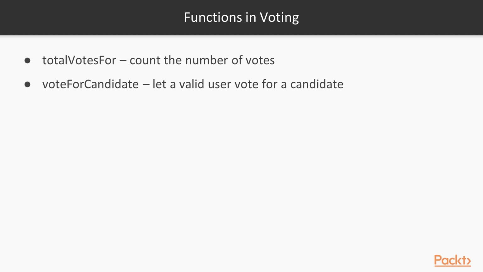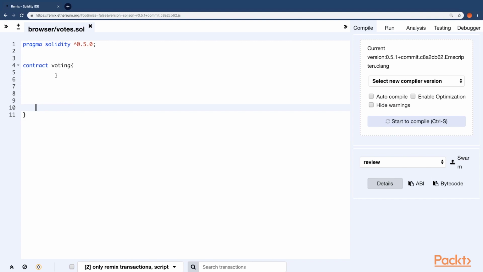In order to do that, we also need to make sure that the user is valid, or we need to make sure that the user hasn't been voting multiple times. In the third and final function, it is just a validation function. It'll check whether the user who is trying to vote is valid or not. Let's dive into these functions.